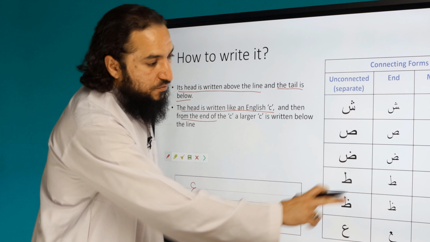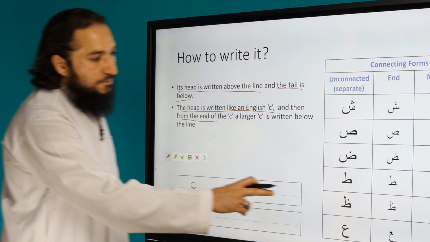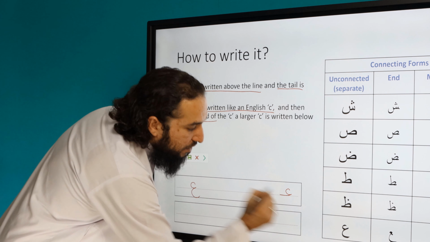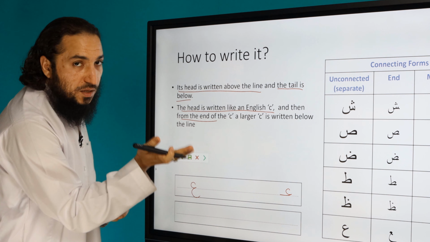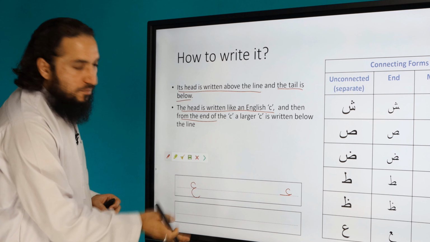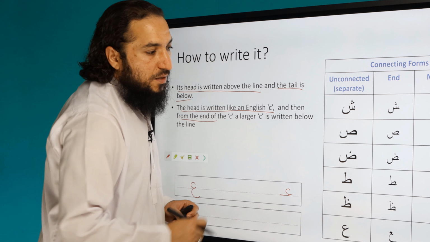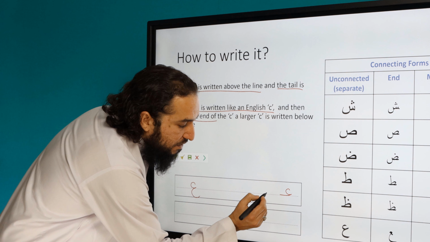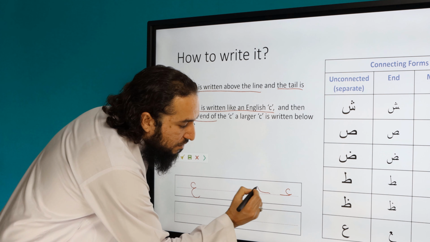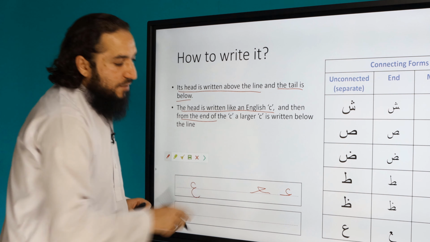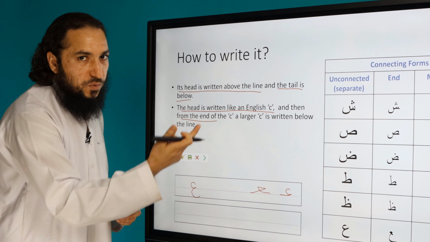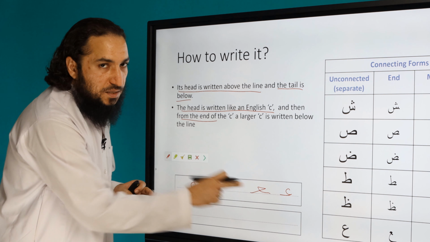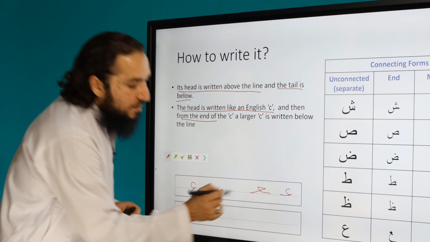That's the C, but if you see the other forms, you'll see it differently. In the beginning it looks like this, but the top remains on the line and the bottom below the line. If it comes in the beginning, it rests on the line. If it is in the middle, then it looks like this. You have to know the difference between this and another letter, meem, which will be similar. You should know the difference between this and that when it comes in the middle.